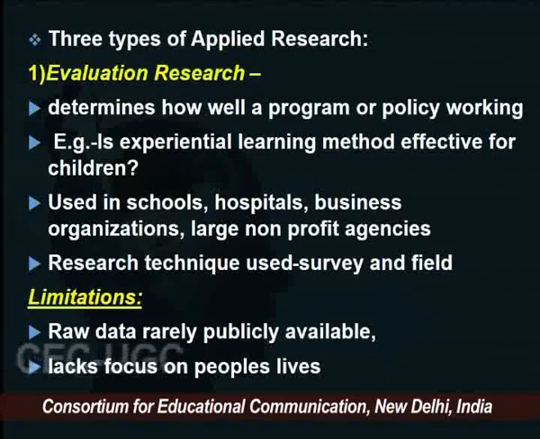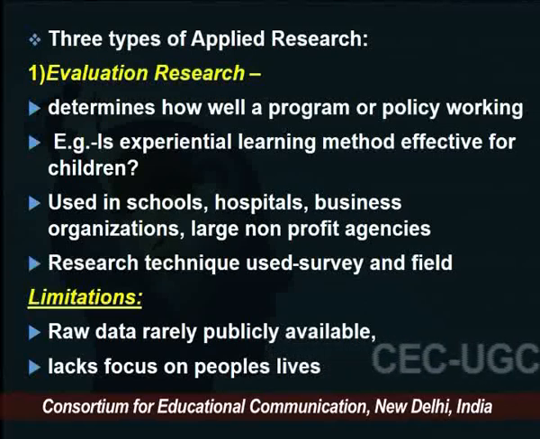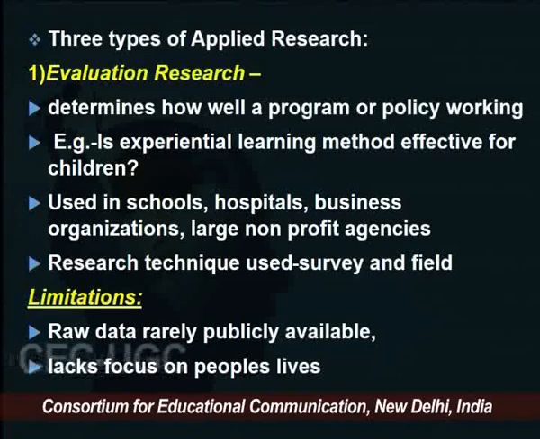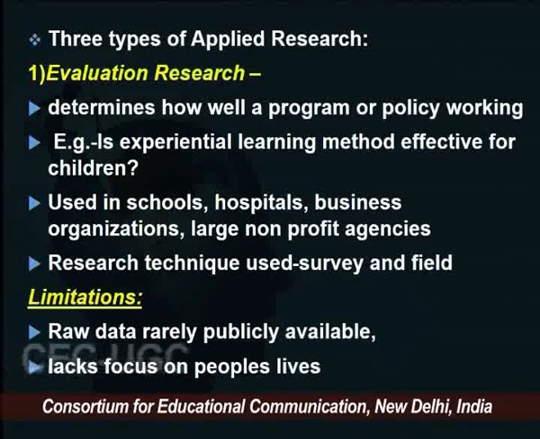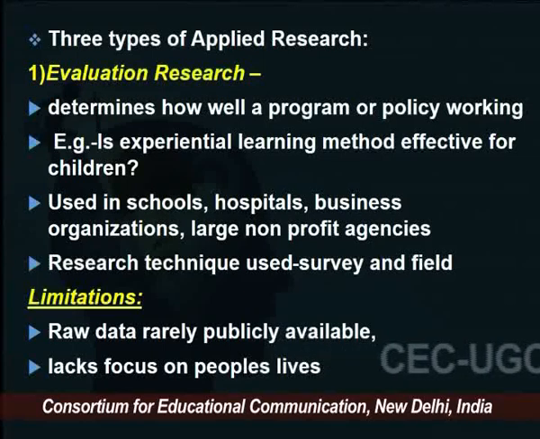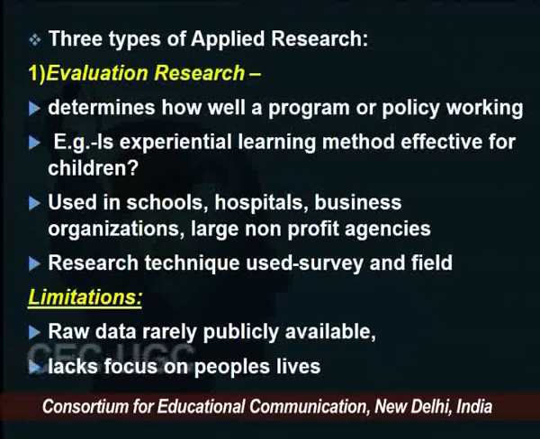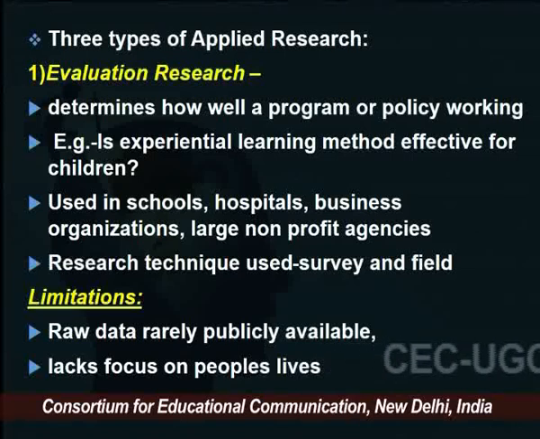There are three types of applied research. Evaluation research is conducted to determine how well a program or policy is working. For example, if I have to examine teaching methods and their effectiveness in school, we will move ahead with the question: is the experiential learning method effective for children, because it has been recently proposed that the experiential learning method should be undertaken by teachers. So mostly it is used in schools, hospitals, business organizations, and large non-profit agencies. Research techniques used are mostly survey and field.